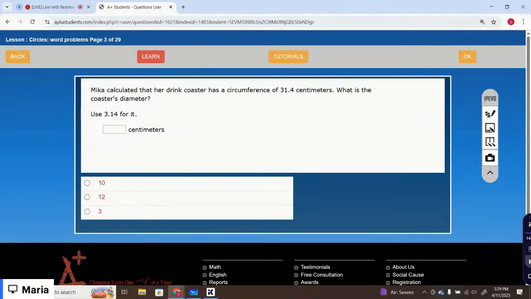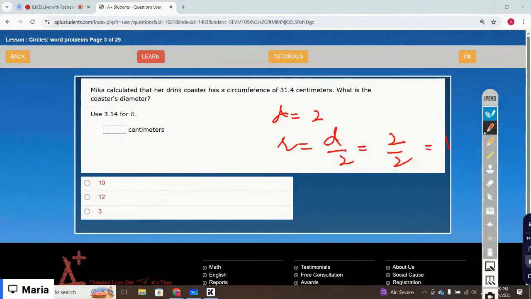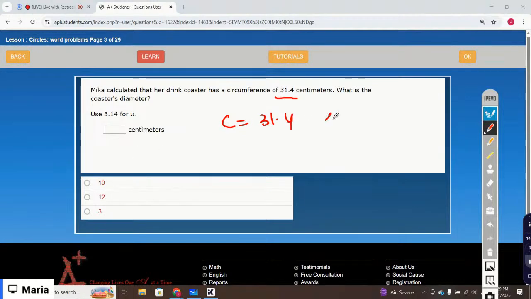Mika calculated that her drink coaster has a circumference of 31.4. What is the coaster's diameter? You are given the circumference. That is 31.4. You need to calculate the diameter.